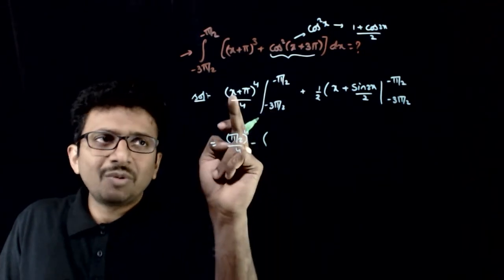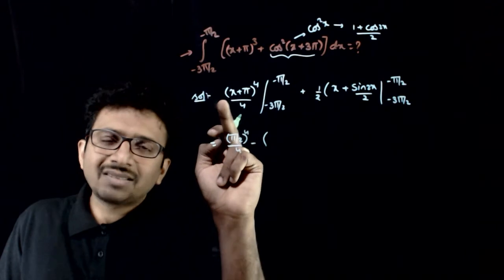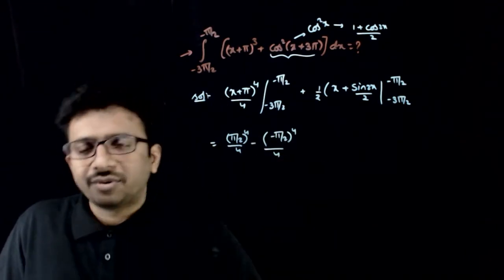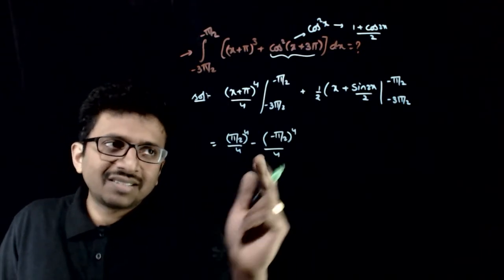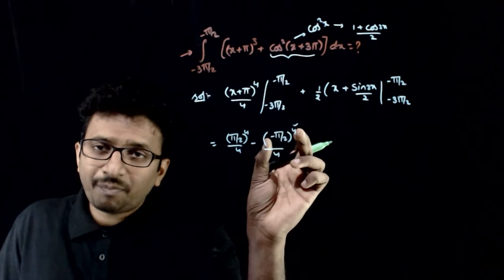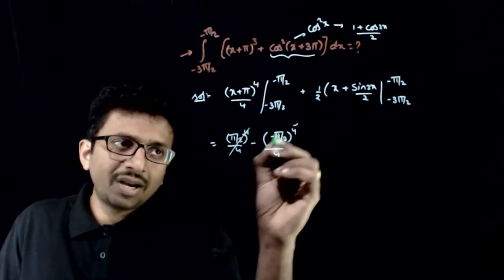If you put x is equal to minus 3 pi by 2, minus 3 pi by 2 plus pi is minus pi by 2 whole power 4 by 4. Both of these are the same because if you raise minus pi by 2 to power 4, you get plus (pi by 2) power 4. So these two are getting cancelled.